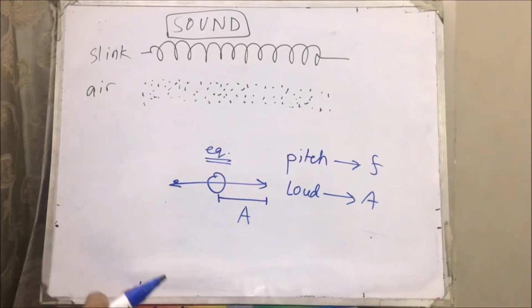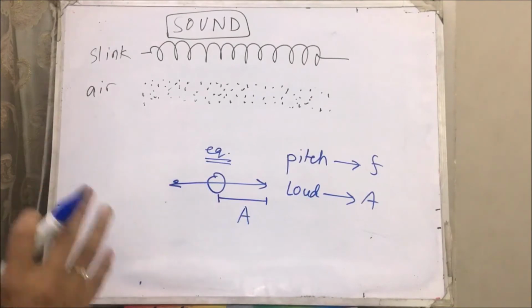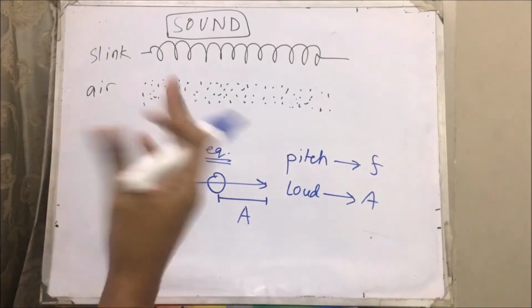Just like light waves, sound waves also undergo reflections, and this reflection of sound wave has a very special name. That name is called echo.